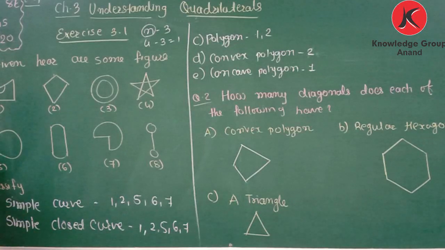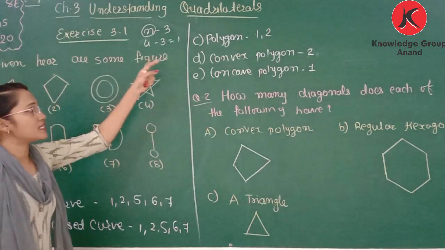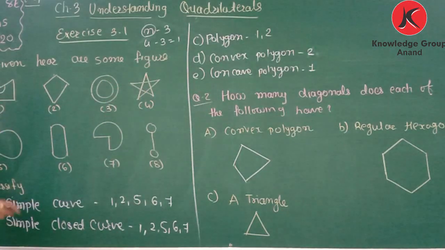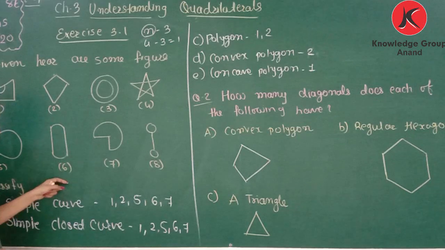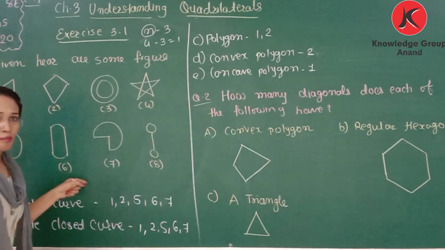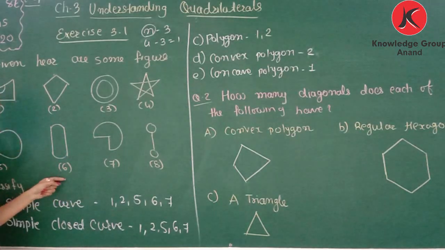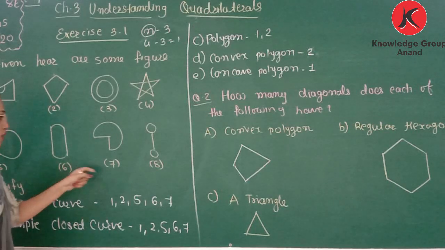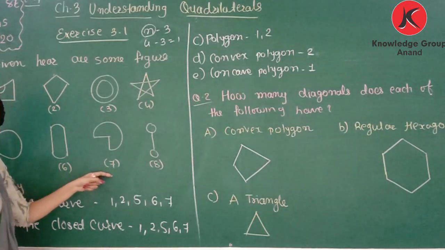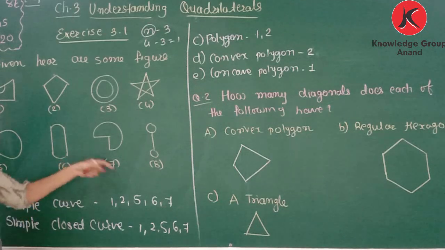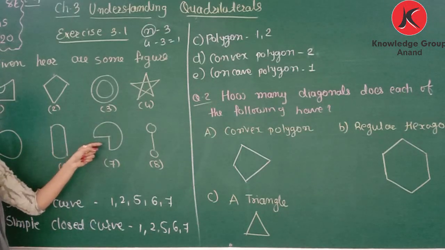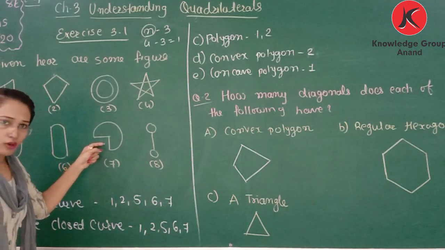Clear? Now, fifth one, yes, it is a simple curve. It is also simple closed curve, but it is not a polygon. So it cannot be classified as convex or concave. Clear? Now, sixth one. Yes, it is simple curve and it is simple closed curve, but it is not a polygon. So it cannot be a concave or convex polygon. For seventh one, yes, it is a simple curve and simple closed curve. Again, it is not made up of line segments. That's why it is not polygon.